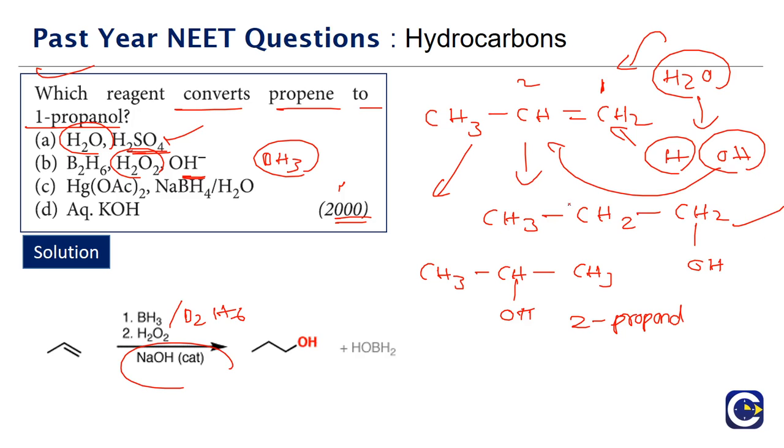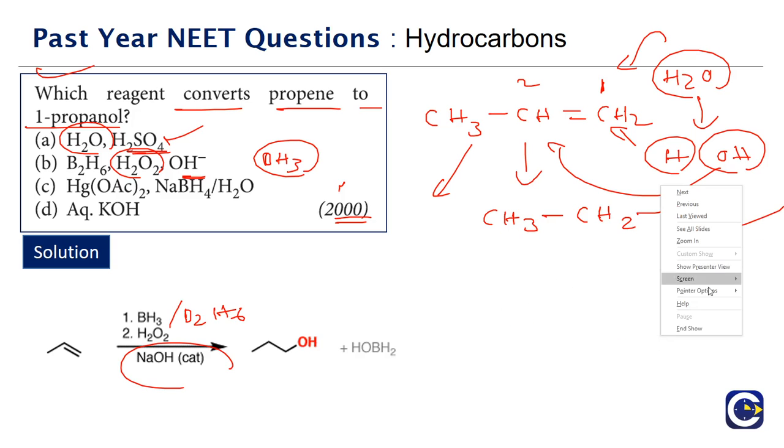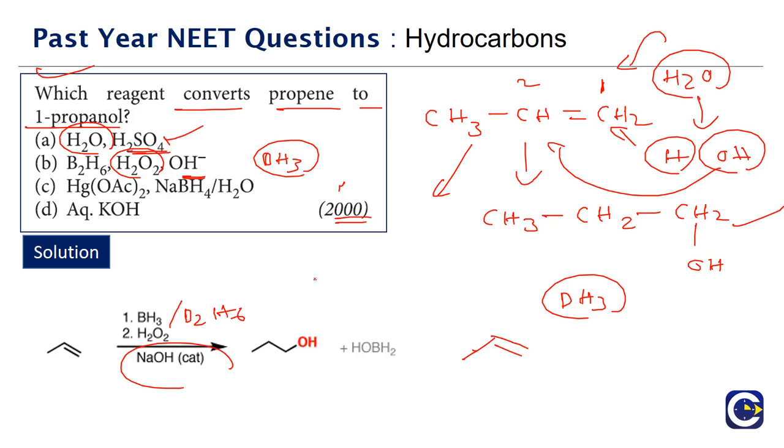So anti-Markovnikov addition means we are going to get 1-propanol. We'll quickly look at what happens in the hydroboration oxidation reaction. I'll erase this part so that we have some space to work out. What is this hydroboration oxidation? To the alkene, BH3 is added. Even if you take B2H6, it will get dissociated into 2 units of BH3.